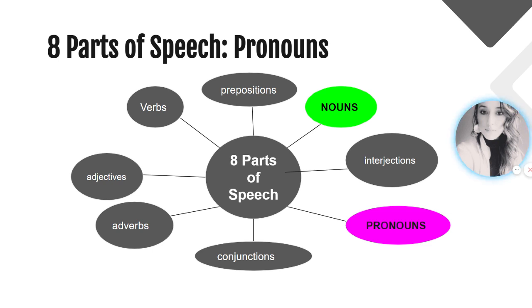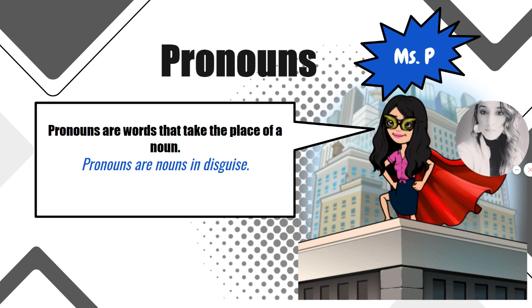So yesterday we learned about nouns, correct? And then today we're going to be learning about pronouns. These are all of our 8 parts of speech, and today we're going to be focusing on pronouns. So pronouns are words that take the place of a noun, kind of like a superhero that wears a mask, but you can't really see their identity because they're hiding behind a mask. That's kind of what pronouns are. They're just words that wear a mask.